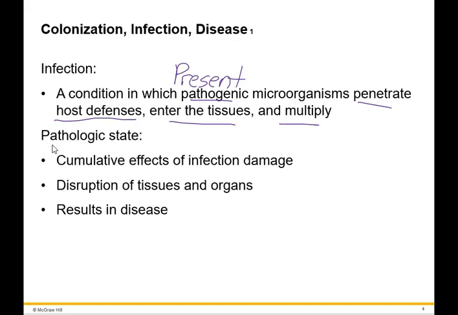A pathogenic state or pathologic state is when you have a disruption of tissues and organs, and that would be kind of like the term that I would use for disease. So it results in disease. So you have the cumulative effects of infection damage.